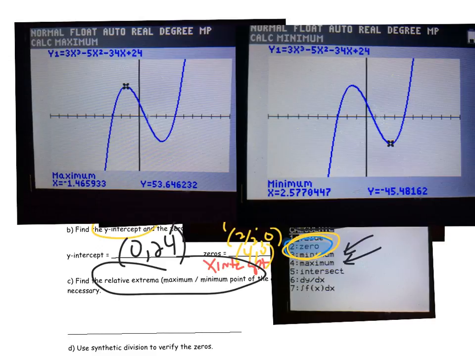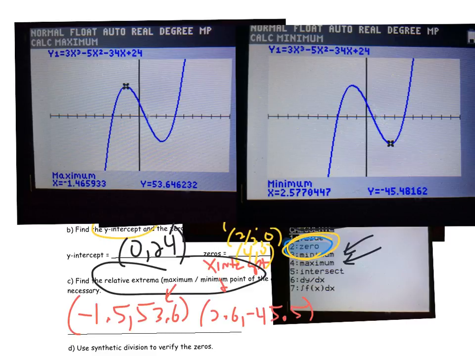So here the maximum to the nearest tenth turns out to be (-1.5, 53.6). That's the maximum. And the minimum turns out to be (2.6, -45.5). So those are your extrema values, your high and low points for this polynomial function.